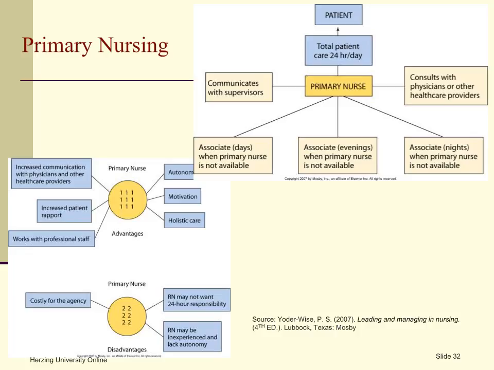Primary nursing is explained in this figure. It too has specific advantages and disadvantages. Some advantages are that this type of model provides autonomy, motivation, holistic care, increased communication with the health team, increased patient rapport, and works with professional staff. Some of the disadvantages of using this delivery model are that it is costly for the agency, the RN may not want to be 24-hour responsible, and the RN may lack experience and autonomy.